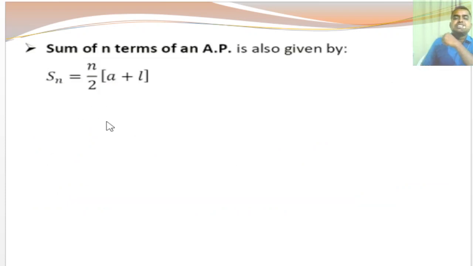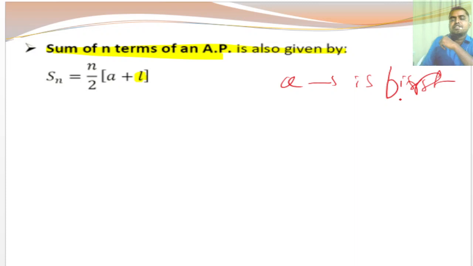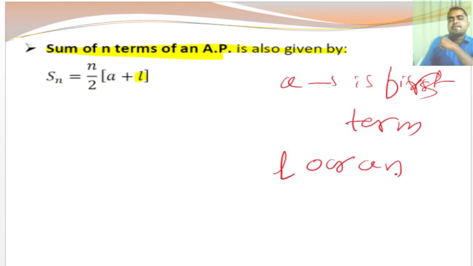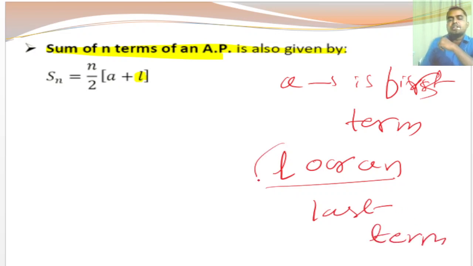Now if the last term is given, L is the last term. The sum of n terms of the AP is also given by, if a is the first term, L or an is the last term. The last term is denoted by L or an.